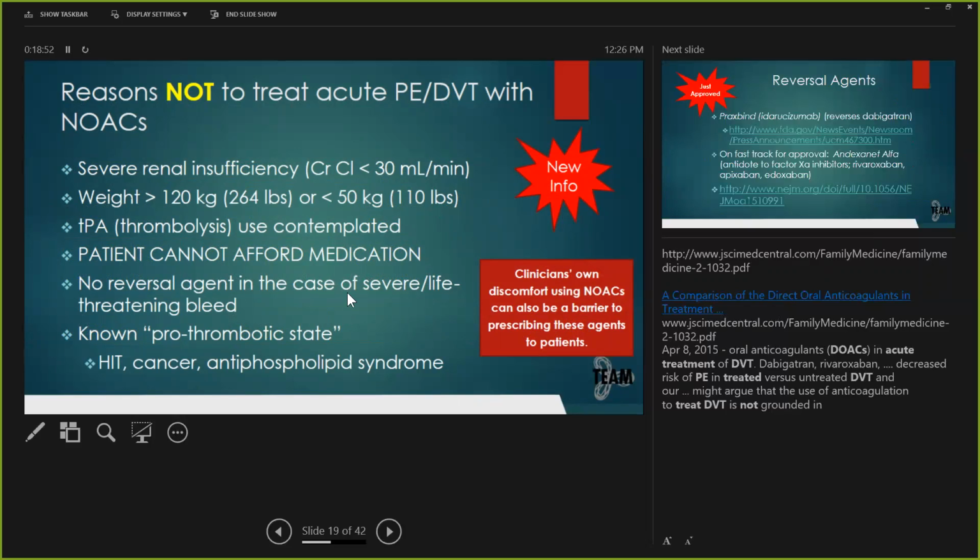And the other thing is there is no reversal agent yet, except for Pradaxa. Pradaxa has a reversal agent, but not Eliquis and Xarelto. They say it's in the fast approval phase with the FDA, but it's not approved. And also the data is not very good in cancer patients and antiphospholipid syndrome patients, who are at high risk for recurrent DVTs. The data is less, but now we are getting a little bit more data, where I feel a little bit comfortable using Eliquis in cancer patients too.